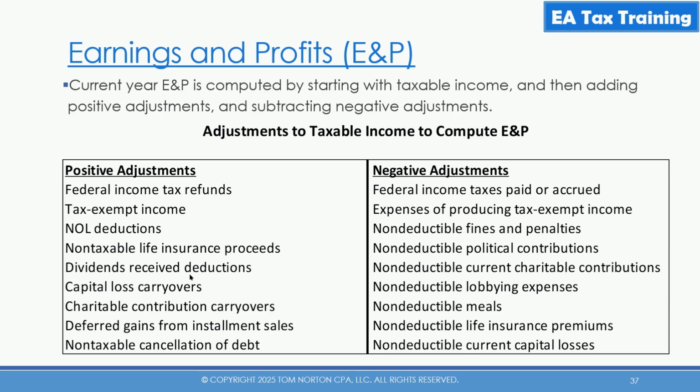Then on the other side are the subtraction amounts, the negative adjustments. Federal income taxes paid or accrued, not deductible for federal income tax purposes, but they are an actual out-of-pocket expense that the corporation has, so we will subtract those. Expenses of producing tax-exempt income, again, not deductible, subtract those. Then you have all of these other non-deductible expenses, fines and penalties, political contributions, etc., and so forth, not deductible, but still were actual economic outlays that the corporation had, so they will be subtracted from taxable income in order to compute earnings and profits.